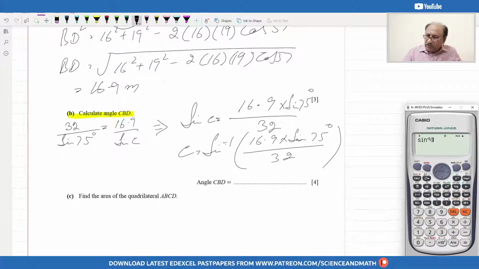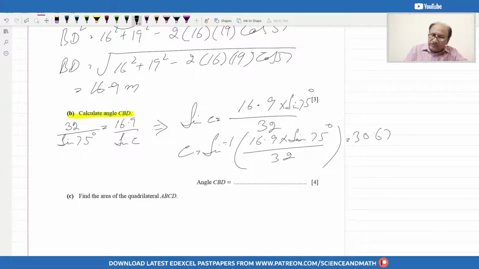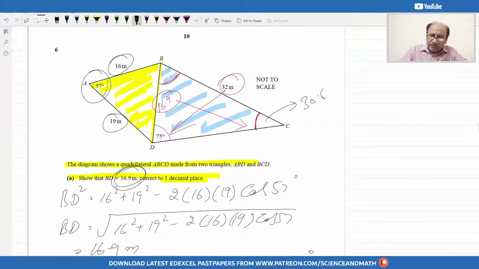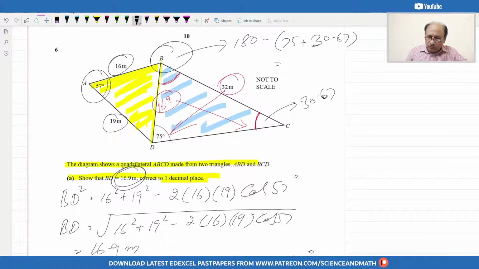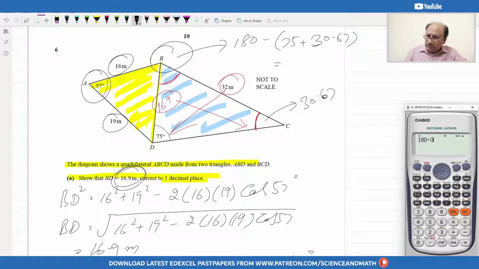This will be sine inverse of the fraction 16.9 into sine of 75 degrees over 32, and this results to 30.67. Now we got this angle as 30.67, but our target is to find this angle B. So B we can figure out, B will be 180 minus the sum of the other two angles, which is 75 plus 30.67, so 180 minus in brackets 75 plus 30.67, and this results to 74.3 up to 1 dp.